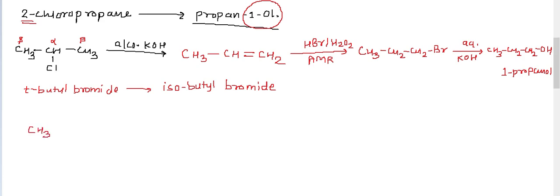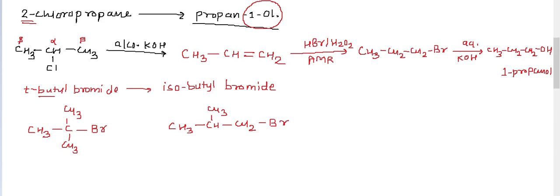Tertiary butyl bromide means CH3, C, CH3, CH3 and Br. So this is tertiary group. Why tertiary? Because halogen is attached to a carbon which is attached to 3 carbon atoms, and there is 'but', which means 4 carbon atoms. So you have to arrange the structure so that there are 4 carbons and it is tertiary. So I have written it like this. So we have to convert this tertiary butyl bromide to isobutyl bromide. Okay, isobutyl bromide. Let's see. Isobutyl bromide is what? CH3, CH, CH3 and then CH2, Br.